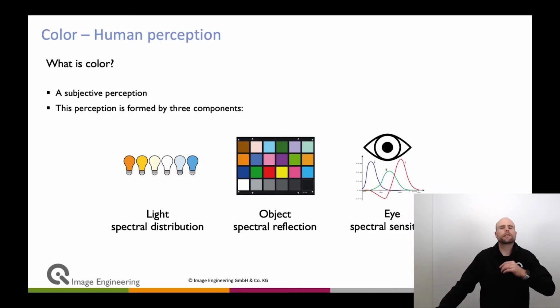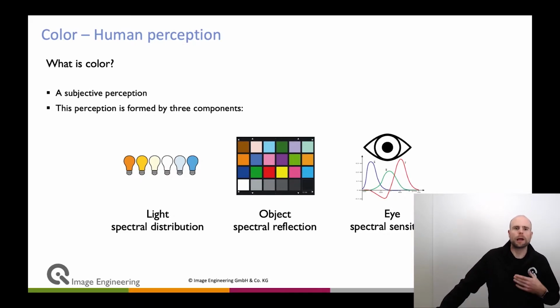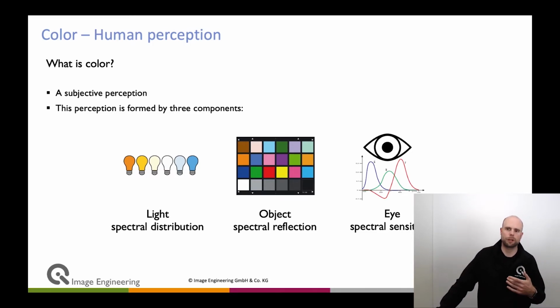So, what is color? Color is basically a human perception. And this human perception is formed by three components. It is the spectral distribution of the light, the spectral reflection of the object, and the spectral sensitivity of the observer, for the human eye.